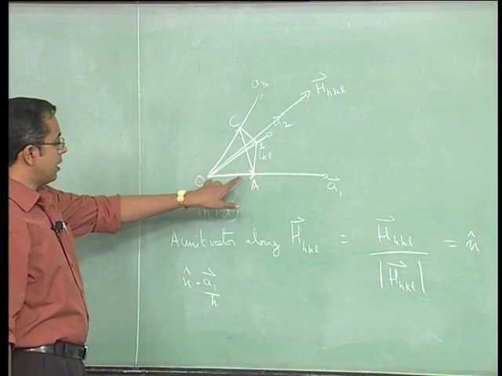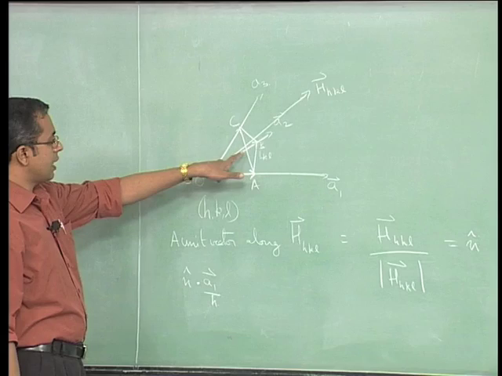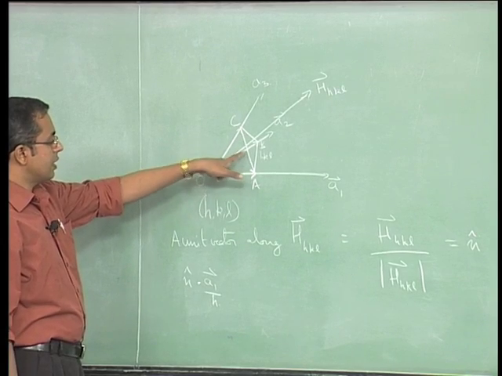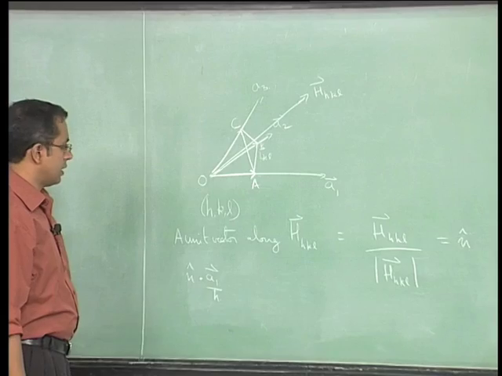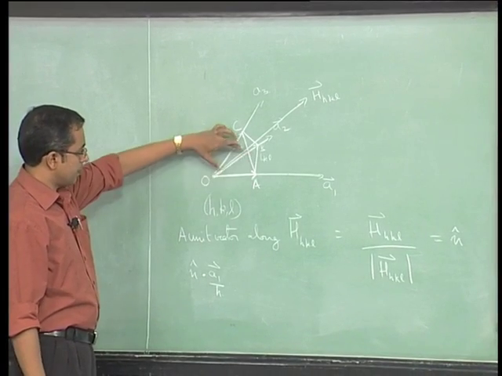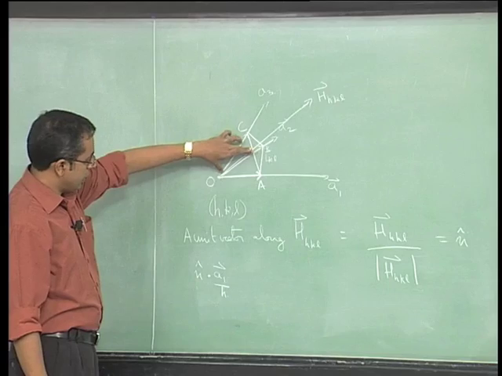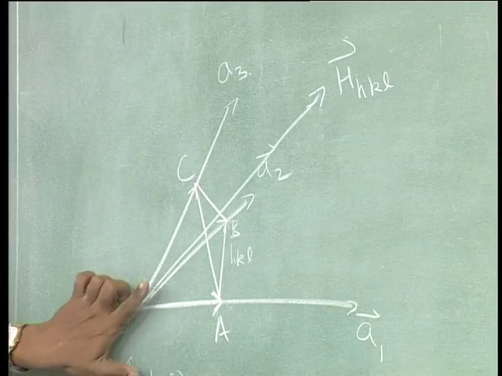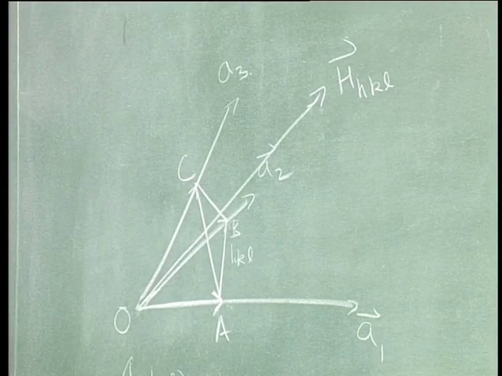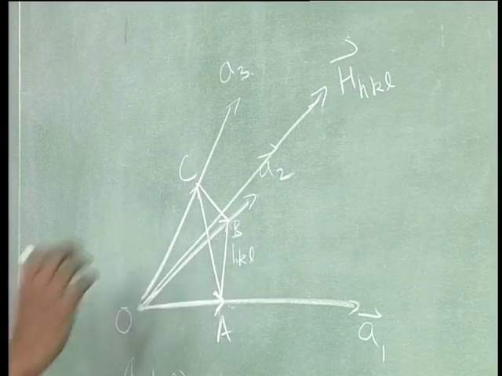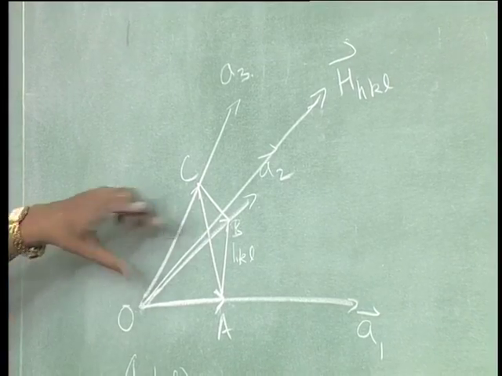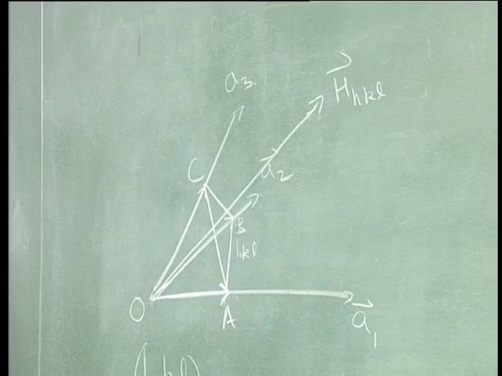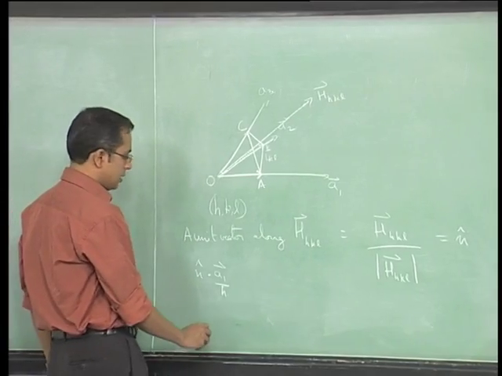If you take the dot product of A1 by H, and you take the dot product of OA with this vector in the direction of this HKL, then you get the component of OA along that direction, and that would then be the spacing that you are interested in. So this is what you will get.